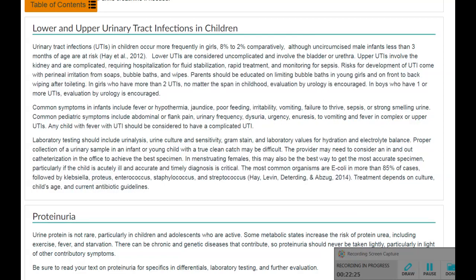The most common organisms causing UTIs are E. coli in more than 85% of the cases, followed by Klebsiella, Proteus, Enterococcus, Staphylococcus, and Streptococcus. Treatment depends on culture, child's age, and current antibiotic guidelines.